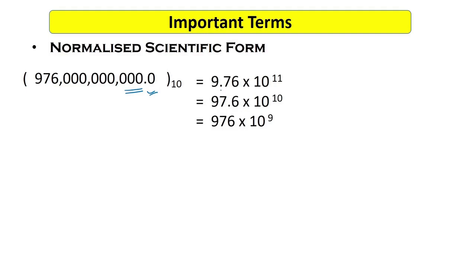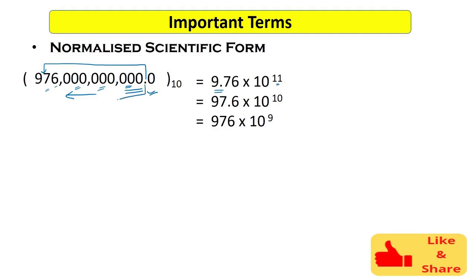For example, you can see here I have represented this same number in these three forms. How? You can see here I have written 9.76 into some power of 10, that is 11, right? So what I have done is shift this decimal, so it becomes 9.76, and I have moved the decimal 11 places to the left side. So I have written 10 to the power 11, okay? The same way, if I shift this decimal here, that is 97.6, then I have to write 10 to the power 10, because I have moved 10 decimal places to the left side.